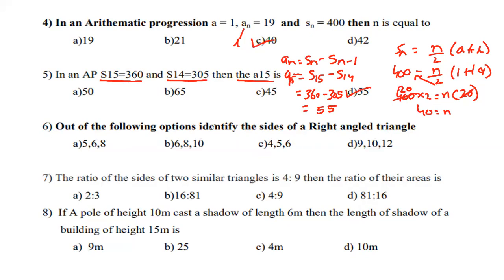Out of the following options, identify the sides of a right angle triangle. Check for this one. 8 8s are 64 plus 8 8s are 64, which should equal 6 6s are 36 plus 5 5s are 25. So this does not hold good. Check the next one. 10 10s are 100 is equal to 8 8s are 64 plus 36. Yes, this one holds good. So option B is correct.